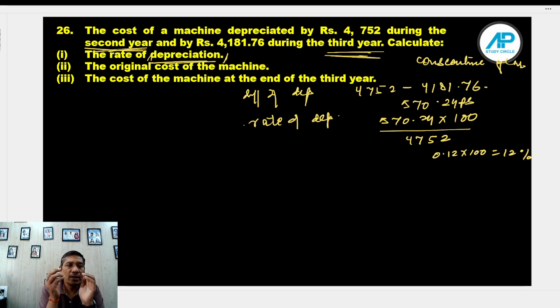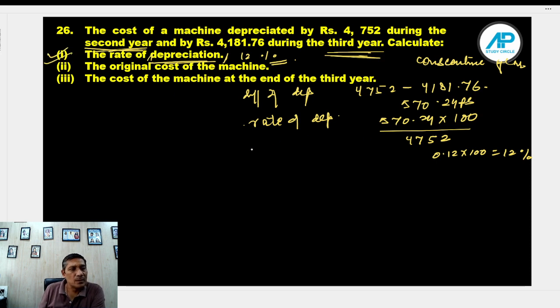Now, you see what we are doing here. We are following the exact reciprocal concept of compound interest. In the case of compound interest, we were finding the difference of amounts of two consecutive years or the interest earned in two consecutive years. In the case of depreciation, we are finding the difference of depreciations of two consecutive years, 4752 and 4181.76. That gives me 12%. So the rate of depreciation is 12%.